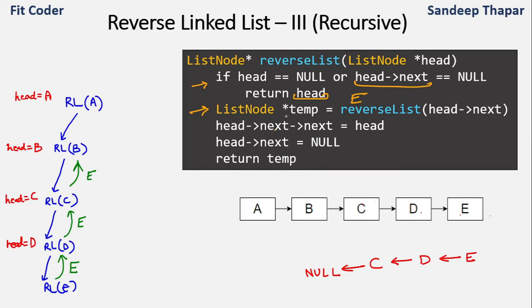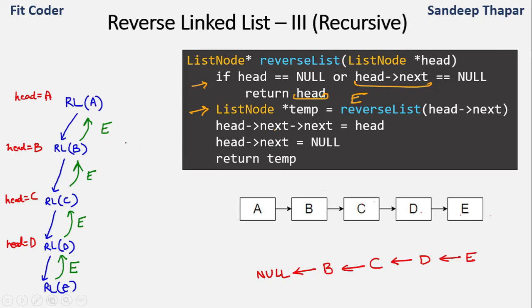So now we come to the call reverse list for B. So the head is now at B. Now we are making head next next equal to head. So head next is C, and head next next means next of C is pointing to B, and head next equal to null, which means next of B becomes null. So in this step we have made next of C as B and next of B as null, and again from here we are returning node E.